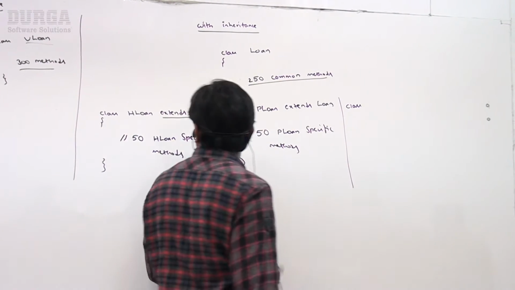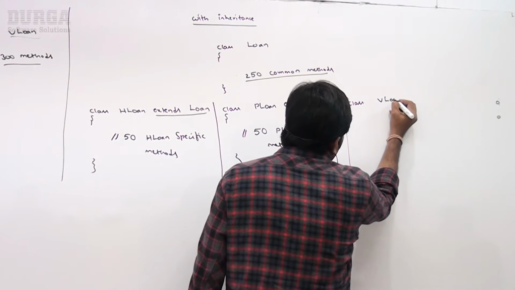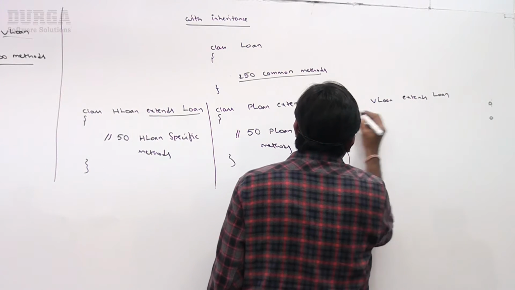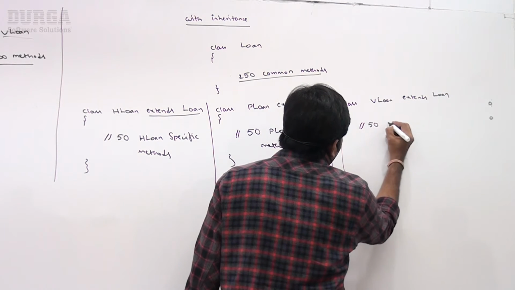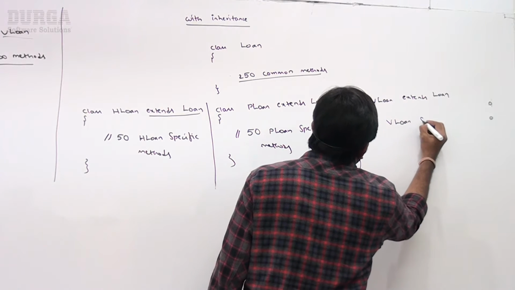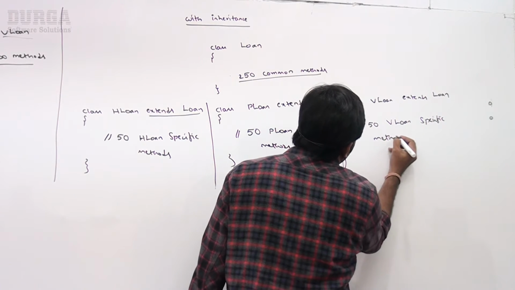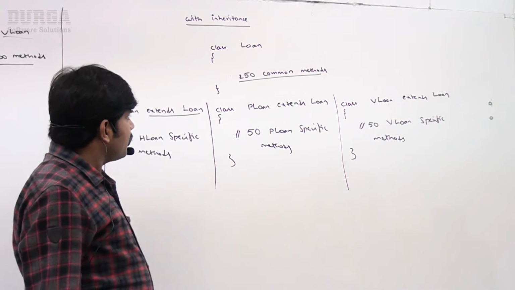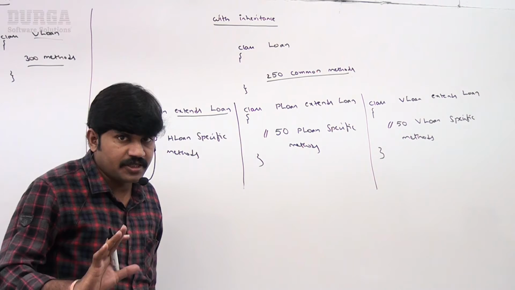Okay, sir, HLoan, PLoan, but the last one, sir: VehicleLoan extends Loan. Now we have to take care of 50 vehicle loan specific methods. Now the terminology is very clear for you people, right? Not required to give much explanation about this one.